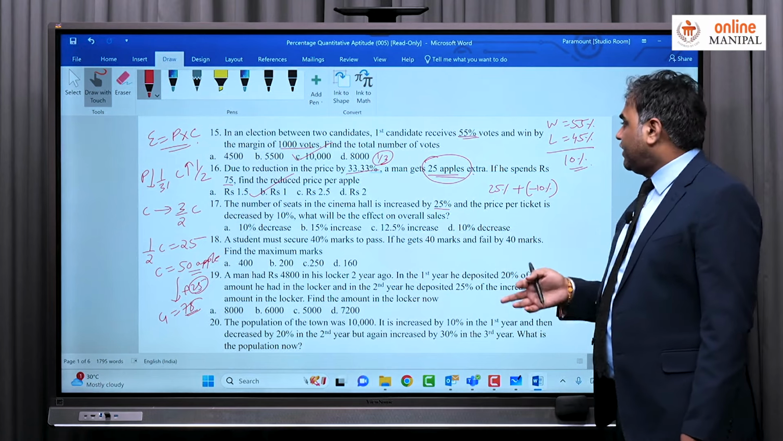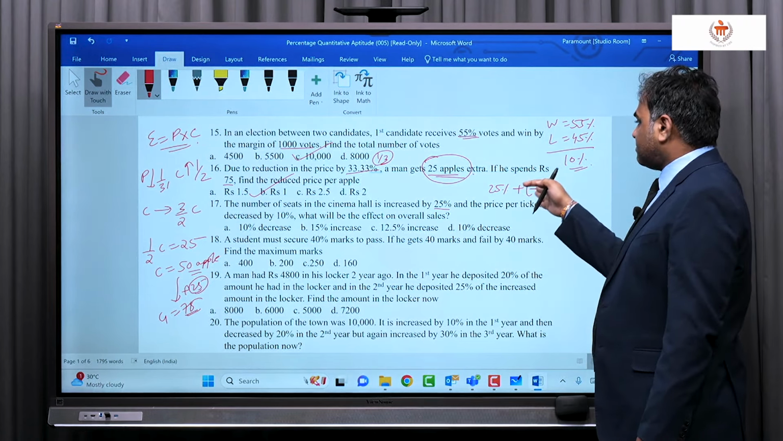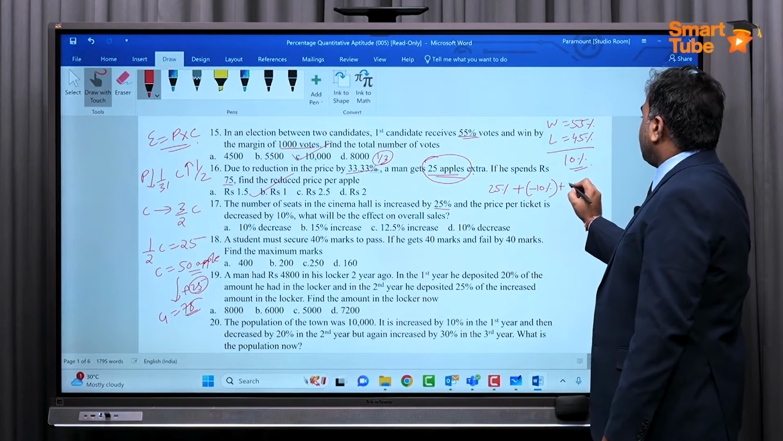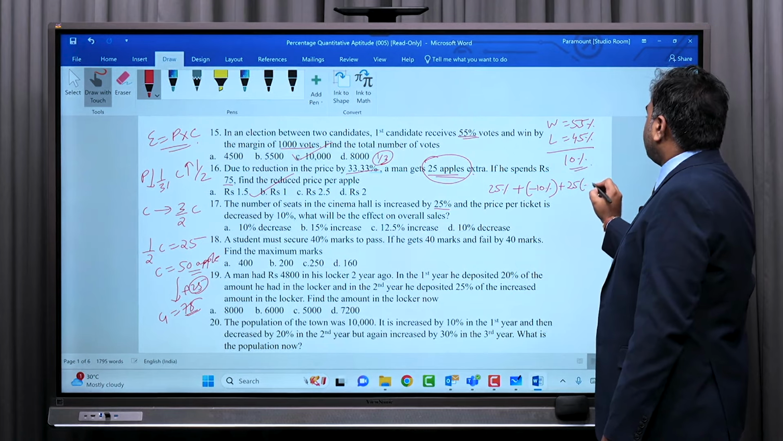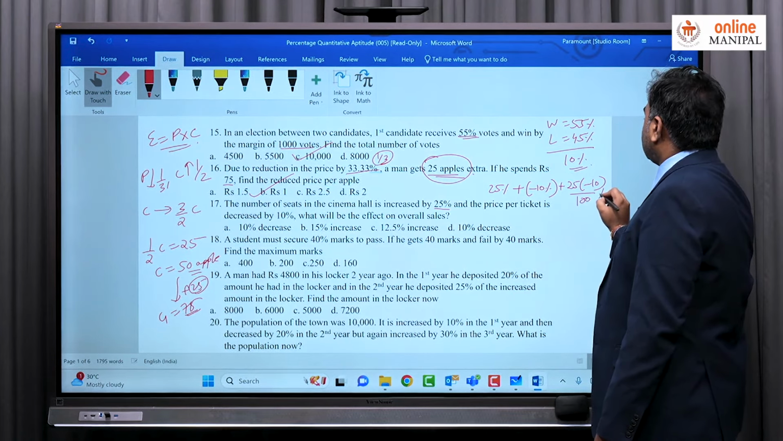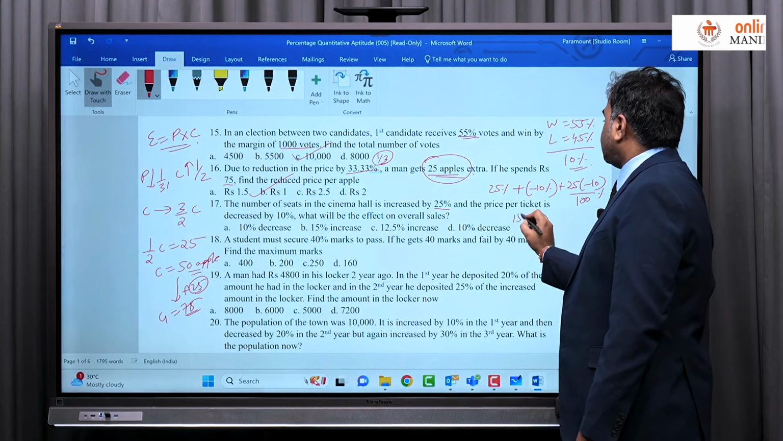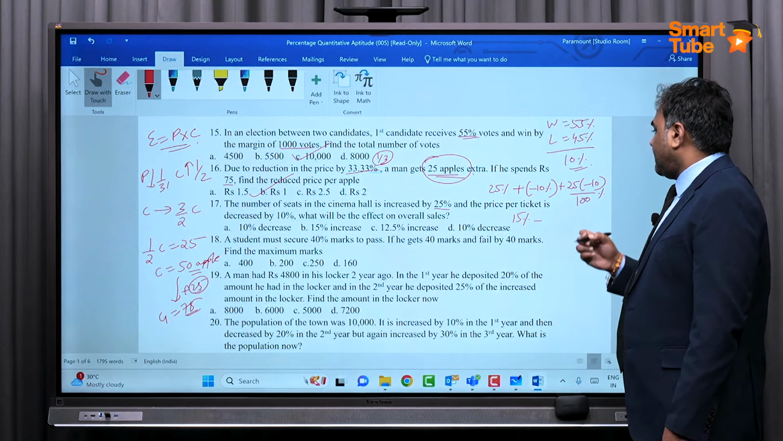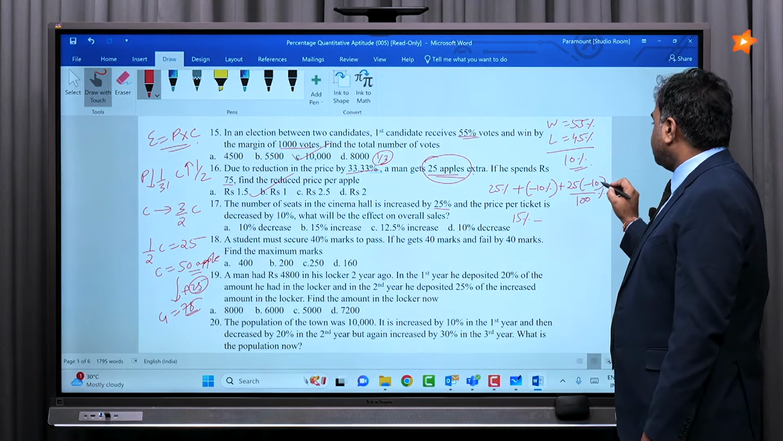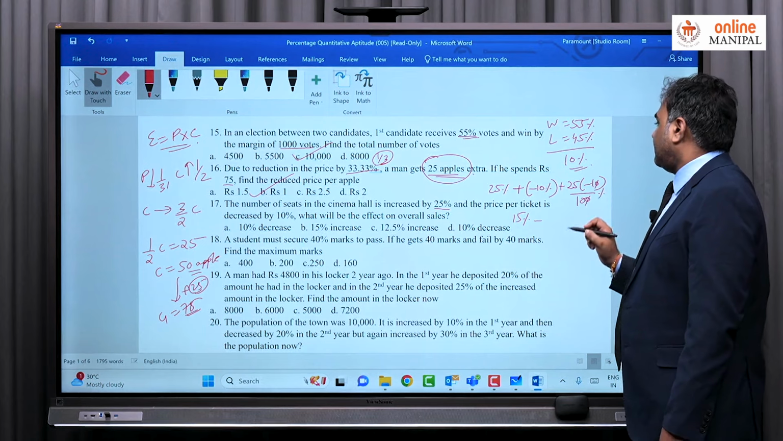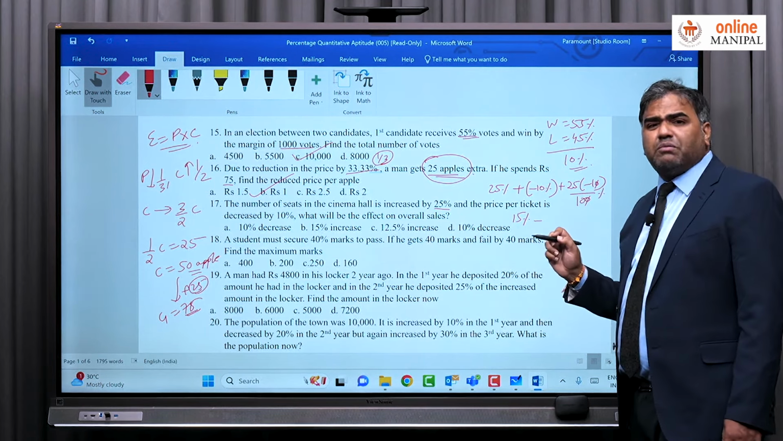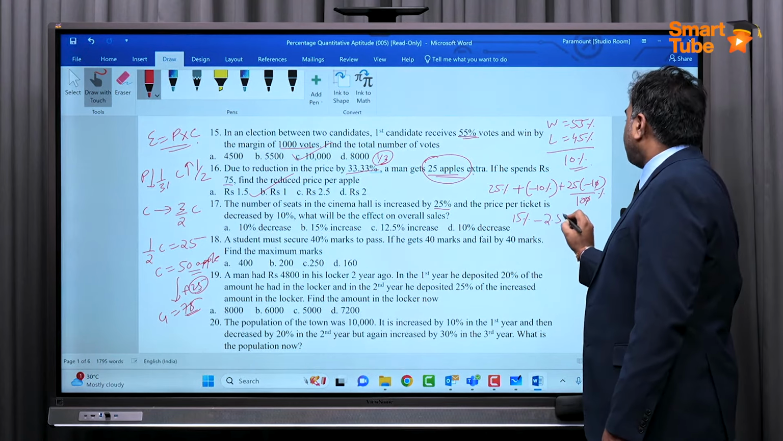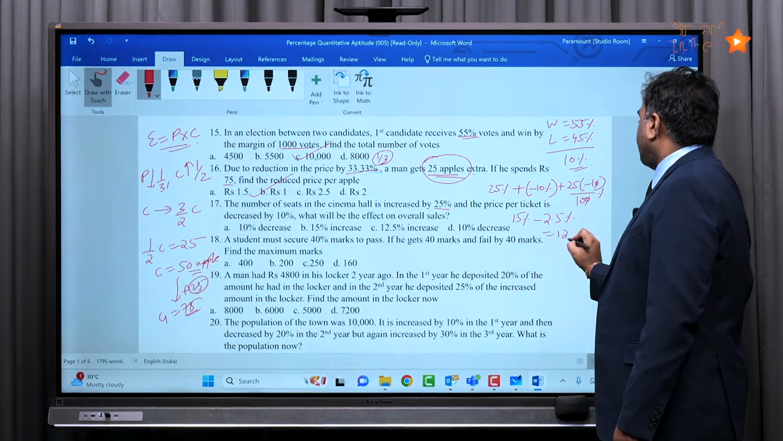What is the net effect on your revenue? That would be 25% plus minus 10%. Why minus? Because the price is decreasing. Then plus 25 into minus 10 by 100%. You just solve this. 25 minus 10 you will get as 15, plus into minus you'll get minus, 25 into 10 is 250 by 100, or you can just cancel. So 25 by 10 is 5 by 2, divisible by 5, and 5 by 2 is nothing but 2.5. So 15% minus 2.5% will give you 12.5%.